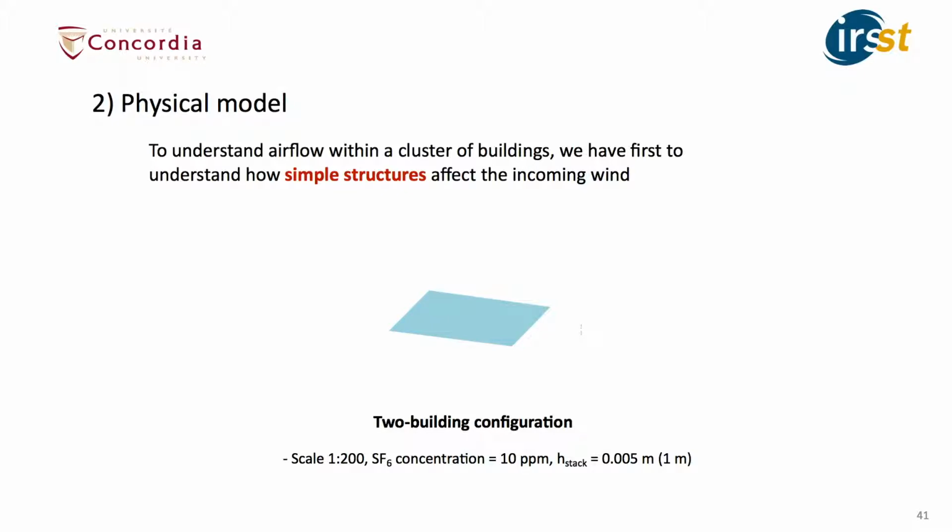The scale that we use is about 1 to 200. That is the scale where we scale down the characteristics of the wind, okay? And we use concentration here, and we use the height stack.